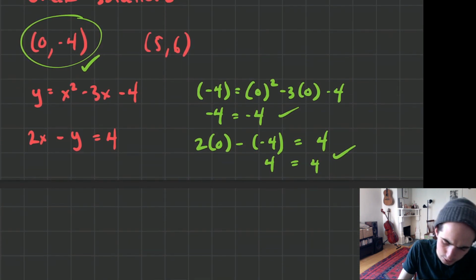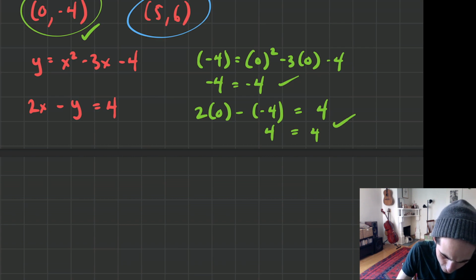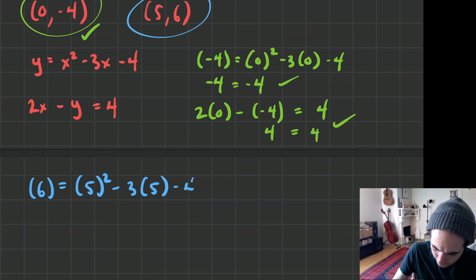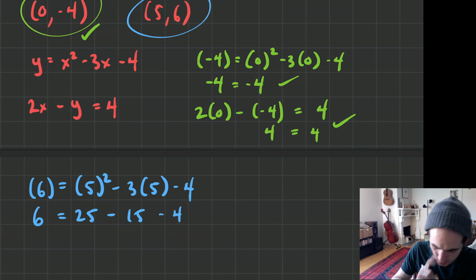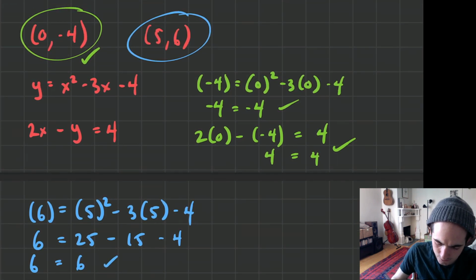So let's try 5 comma 6. Okay, I'll do this one in blue. So y in this case would be 6. So I've got 6 equals 5 squared minus 3 times 5 minus 4. Well, that would be 25 minus 15 minus 4, that's like 25 minus 19, which is indeed 6. So 6 is equal to 6, and we're good. So it works in the quadratic.